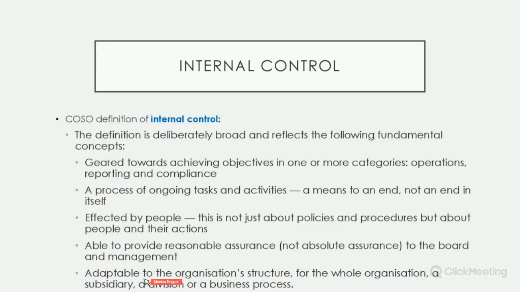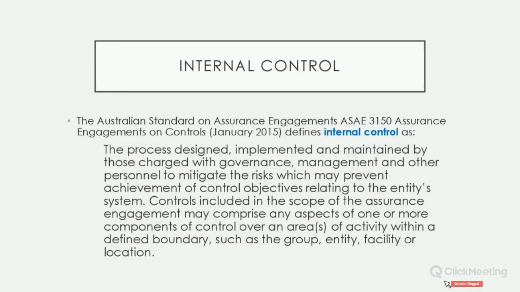And it's adaptable to the organization's structure, for the whole organization, a subsidiary, a division, or a business process. So internal controls should be adaptable because every business is different. Hence, you would like to see the internal controls are adaptable as per the business's structure and requirements. So you will see that they are flexible and they are well suited to the business environment.